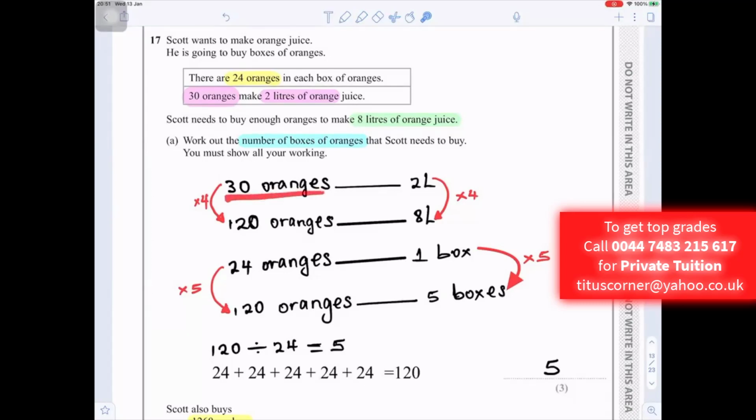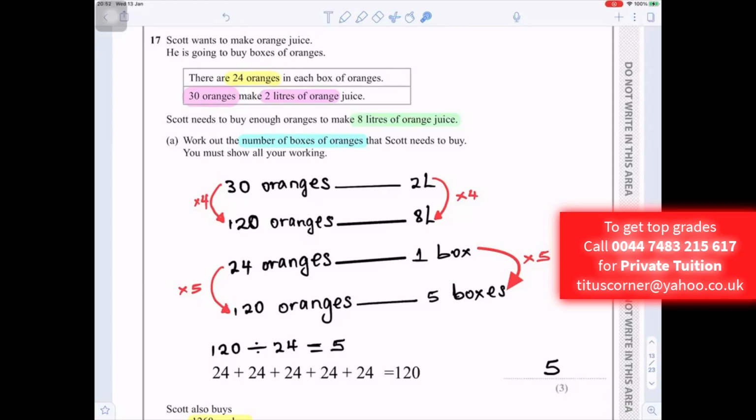So 30 oranges makes 2 liters. Now we want to make 8 liters. So to go from 2 liters to 8 liters, you times by 4. 2 liters times 4 gives you 8 liters. So we have to times the number of oranges by 4 as well on the left side. So 30 times 4 gives you 120. So you need 120 oranges to make 8 liters. You need 30 oranges to make 2 liters.